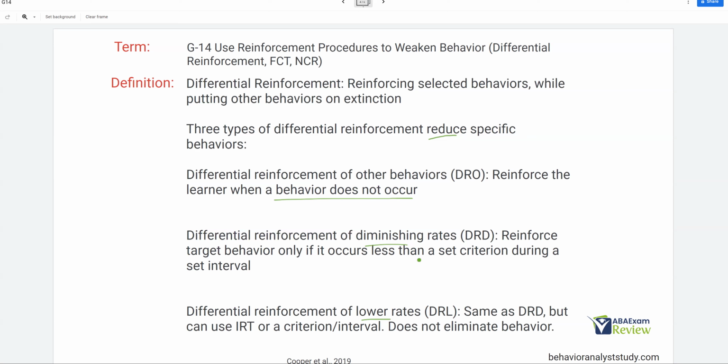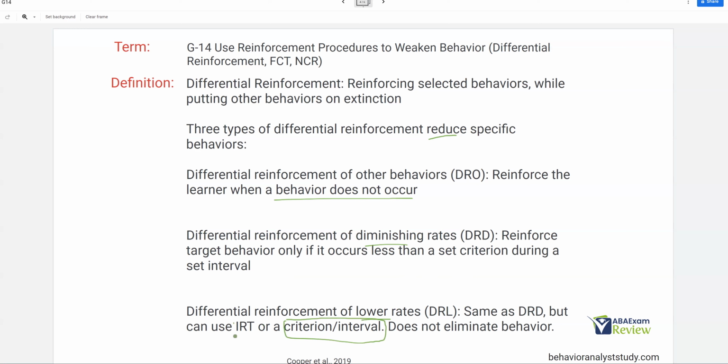If we were to use a diminishing rate procedure to target raising of the hand, we would set a criterion during a set interval. Meaning, we might set the interval for 1 hour, which might be the length of a class, and the criterion is 5 hand raises. If the client raises their hand less than 5 times during the hour, we deliver reinforcement, and then we can decrease that criterion.